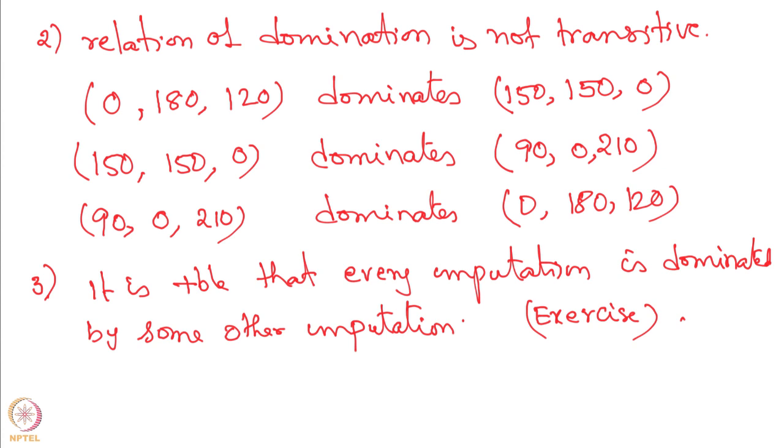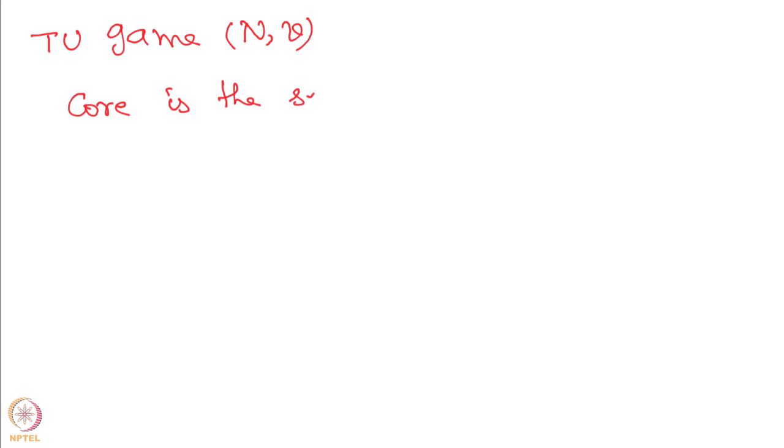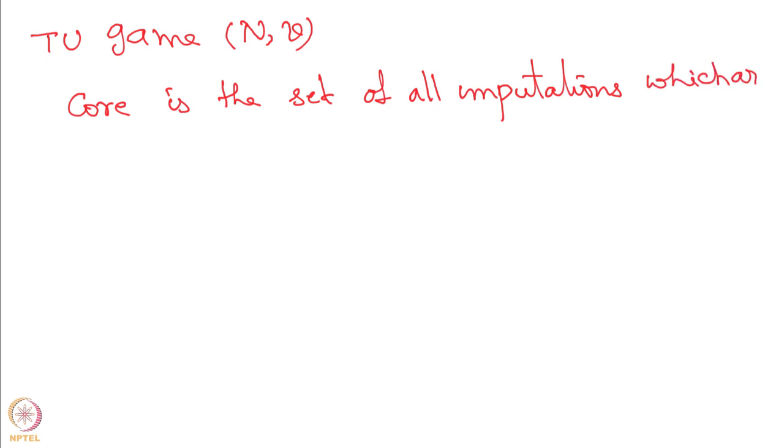Now that we have recalled the definition of imputation, we will introduce what is called the core. So we start with a TU game in characteristic form, where N is the set of players and v is the worth of coalitions. The core is the set of all imputations which are coalitionally rational.